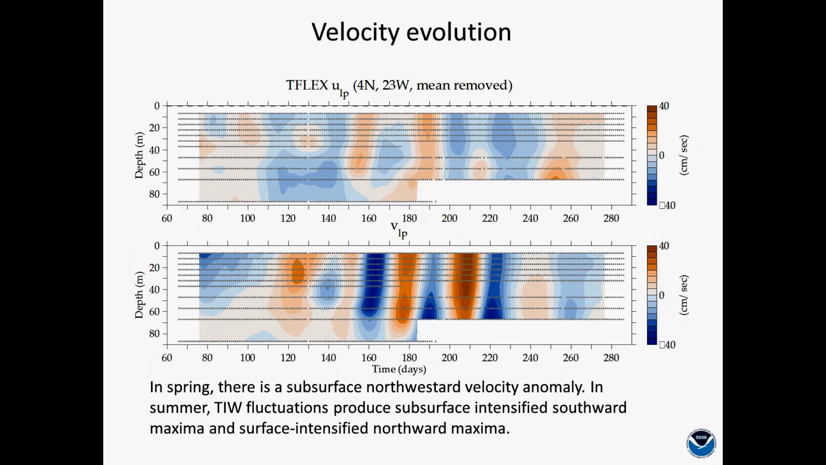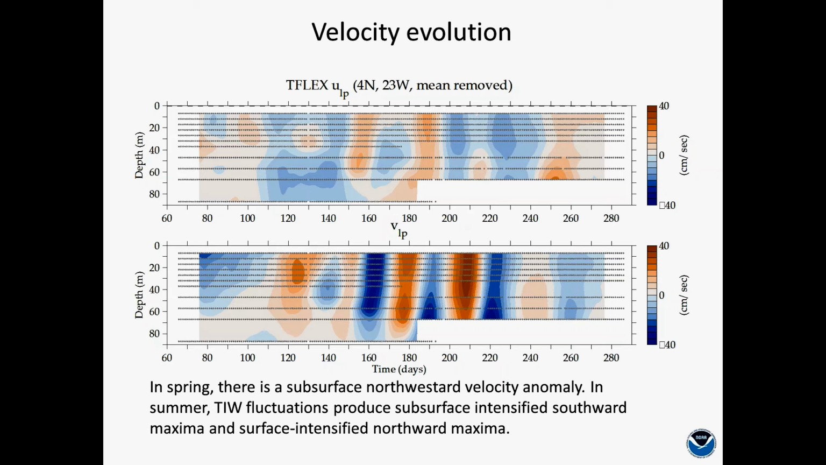Okay, going along with that, you have a velocity evolution. So I can filter the velocities in the same way. And what you see is that there is a subsurface northwestward velocity anomaly. So you have subsurface flow that's going northward and westward, and that will be important later. And then in the summer, you have the tropical instability wave fluctuations popping out. And again, they're stronger in meridional velocity. And what's interesting is that the southward anomalies are subsurface intensified. So they have a really strong signal in the lower half of the TACO's record, but the northward anomalies are surface intensified.